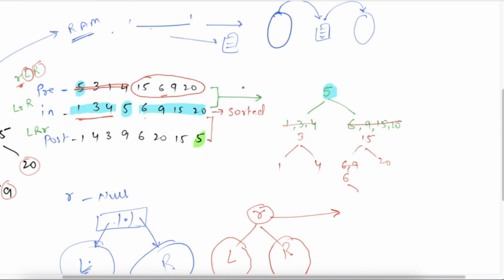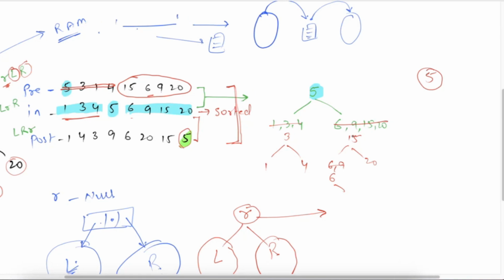If I am given only the pre-order traversal and the post-order traversal, can I create the tree? I'm not given the in-order traversal. I think you might be able to. From the pre-order traversal, we will be able to figure out that 5 is the root. From the post-order traversal also, we can only figure out that 5 is the root, but we will not be able to divide the rest.